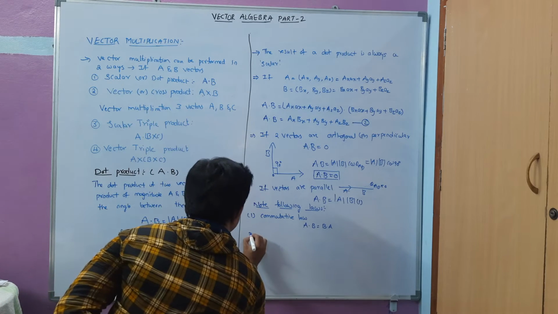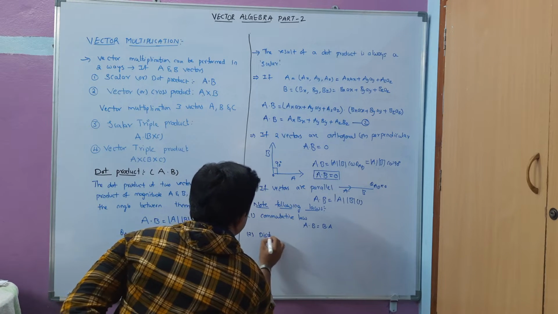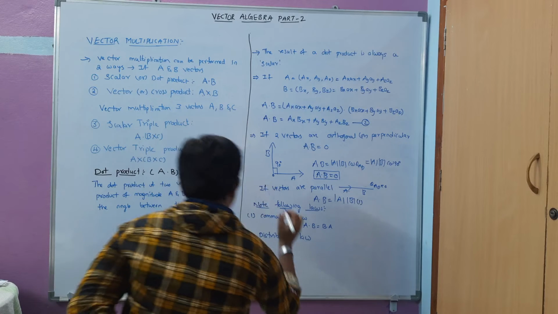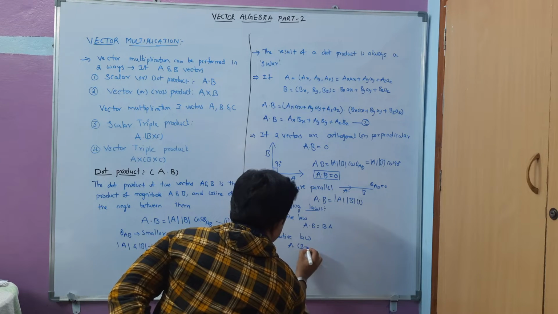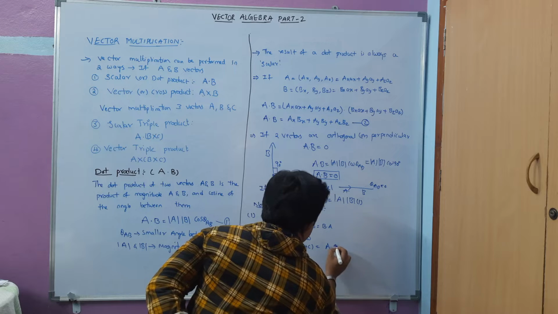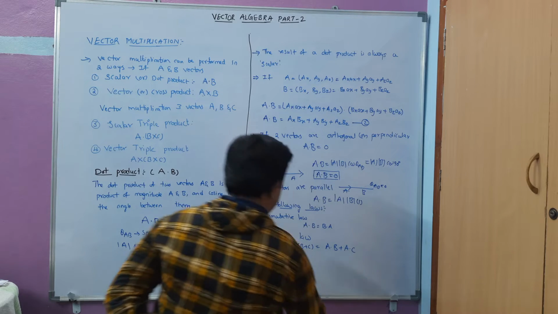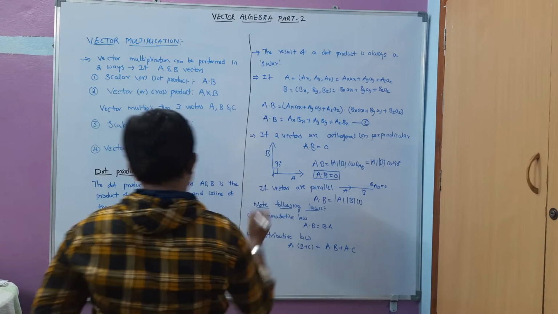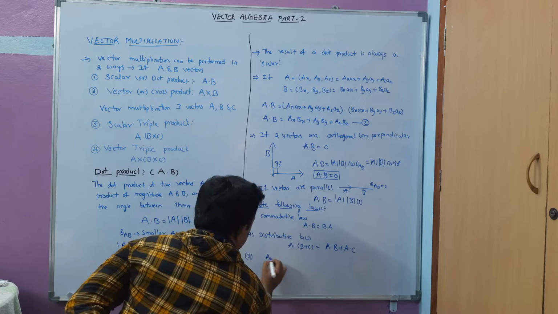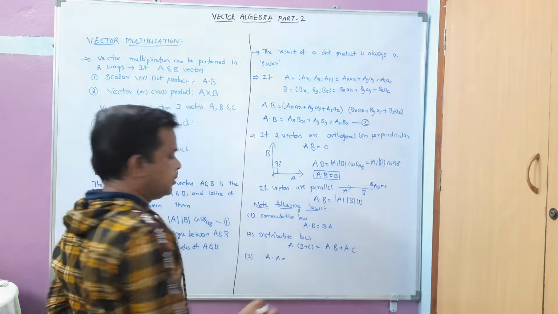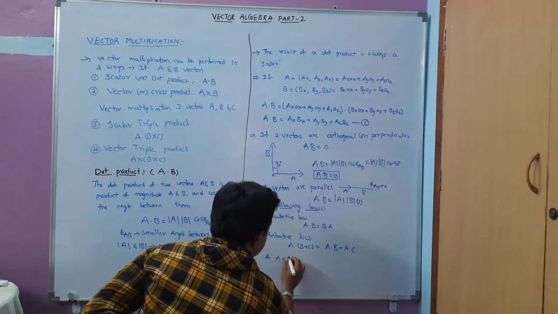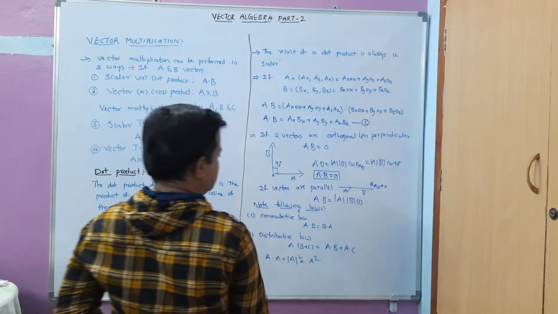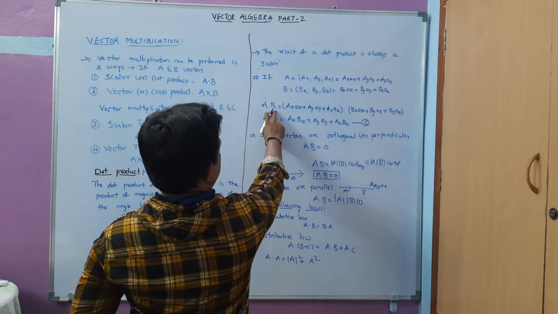And the distributive law tells me that A dot (B plus C) will give the result A dot B plus A dot C. This is also very important; you can check it on your own. Also note that if we take the dot product of the same vector, A dot A will give the magnitude of A square, or A square. Here we just do the product of these two vectors. Suppose I have A and A, so we will get A square.